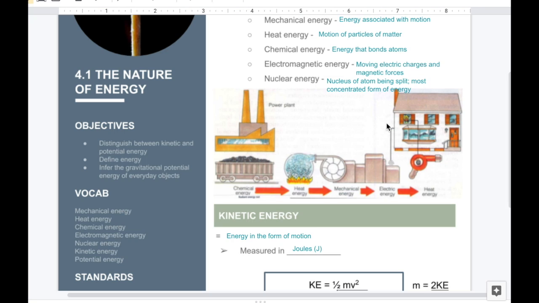And then the electric energy, when you plug in a hairdryer, can be converted to heat energy and also mechanical energy, just because it's creating a flow of air. So we're never losing the energy, it's just being converted into different things.